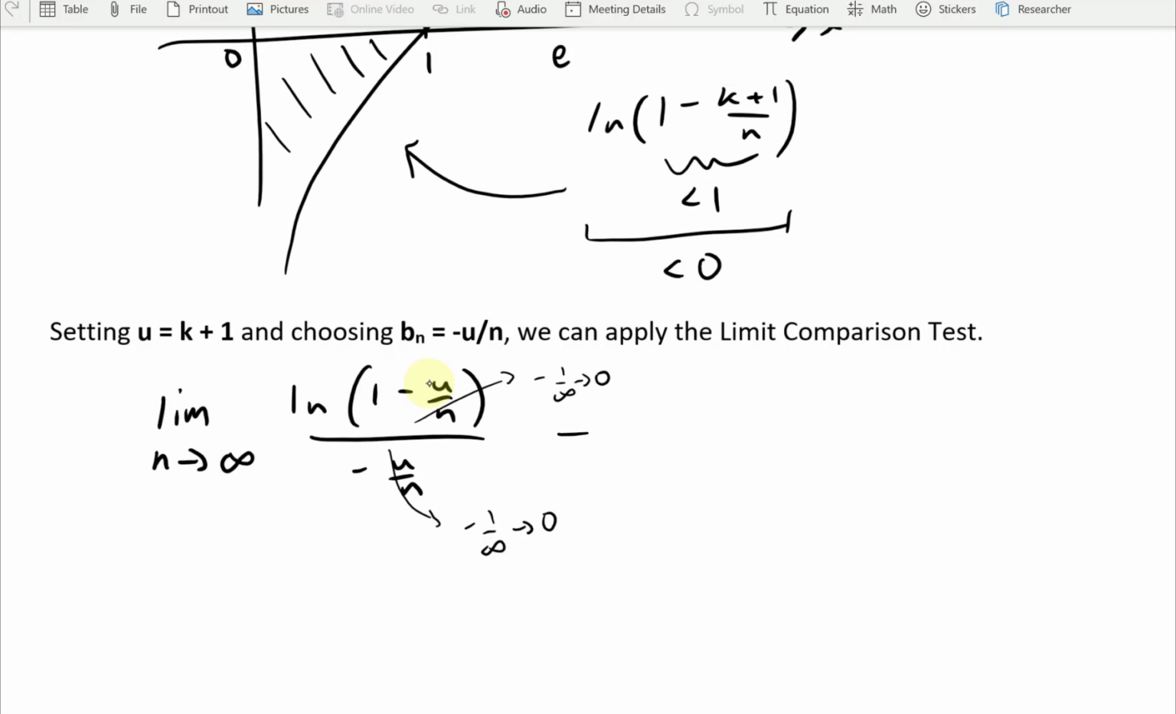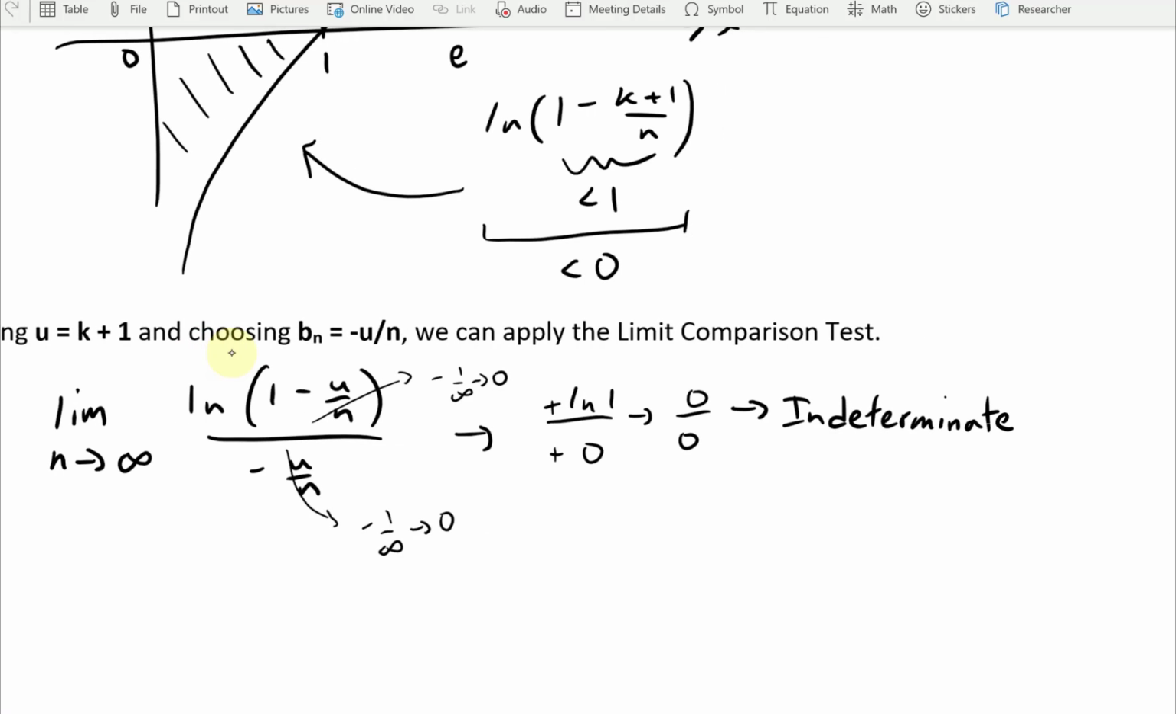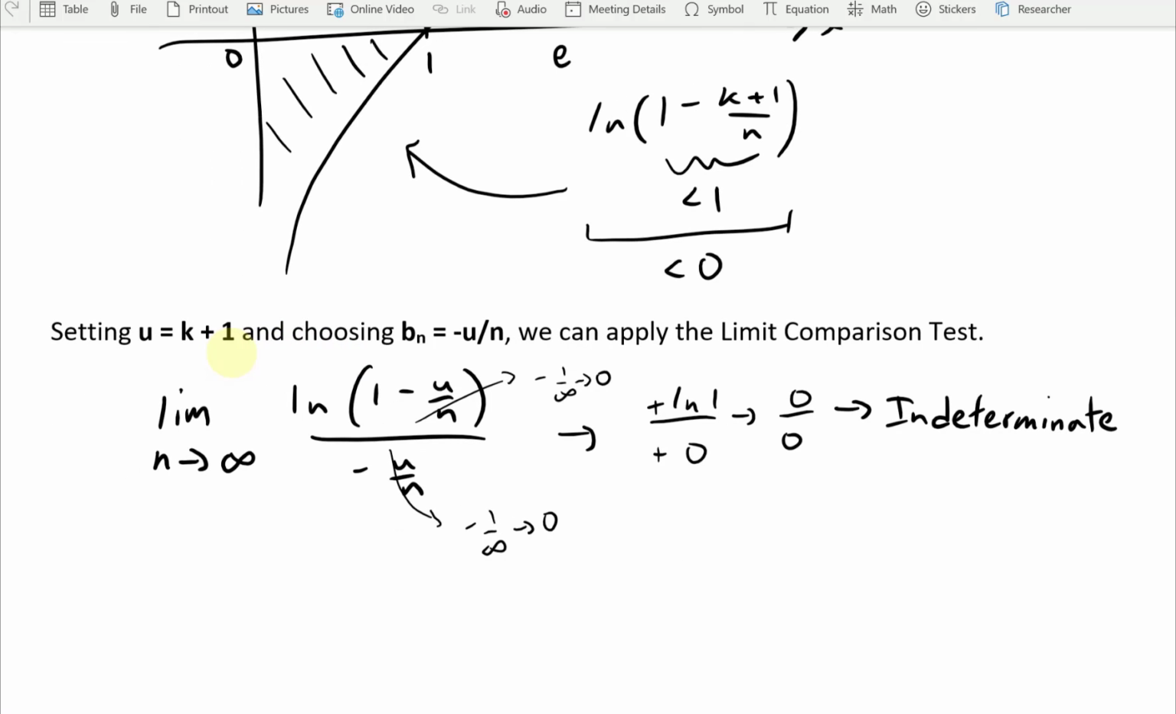So we get ln 1 over, yes, this is approaching 0, so it's going to be approaching ln 1 over negative 0, or just negative whatever. These signs just cancel, and we're just going to be left with ln 1, and ln 1 is just 0. So we're having 0 over 0, so this is indeterminate. Indeterminate, so we can apply L'Hopital's rule.